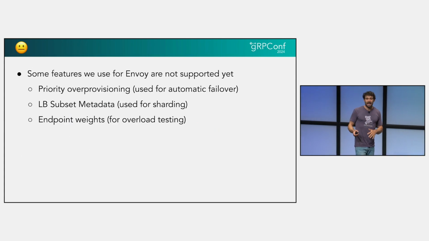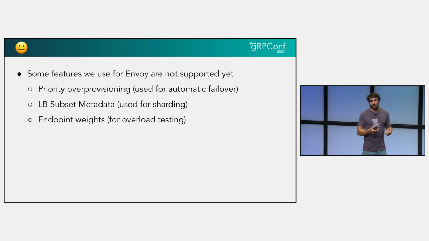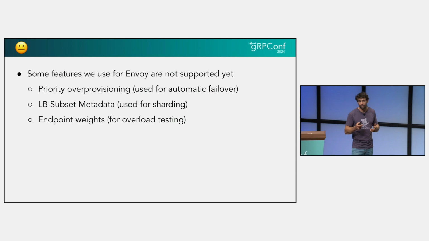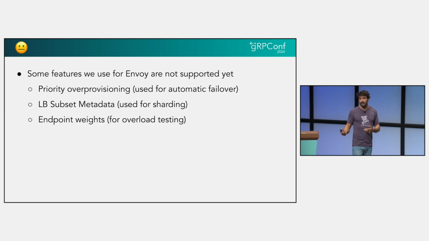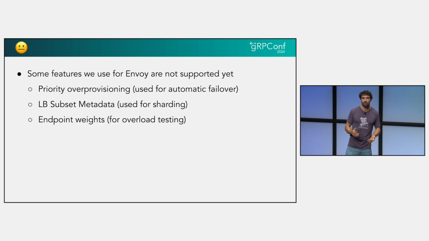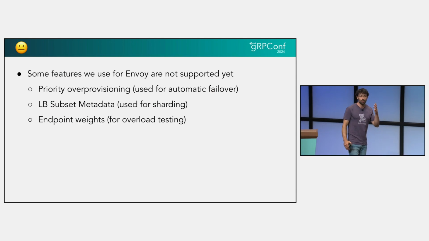On the less positive side, there's a lot of features that we were using in Envoy that are actually not implemented in gRPC. For example, we use a feature called over-provisioning for zonal failover, which gRPC doesn't support. So you have to implement more things on the control plane here. We use load balancing subset metadata for sharding. Those that have played a lot with Envoy might know about this feature. It's also not available for gRPC, so the sharding stuff, we haven't yet adapted to gRPC. Endpoint weight is another example of a feature that is not yet implemented in gRPC.